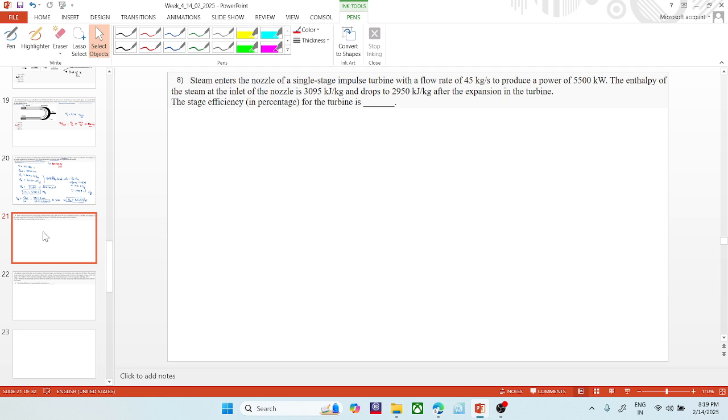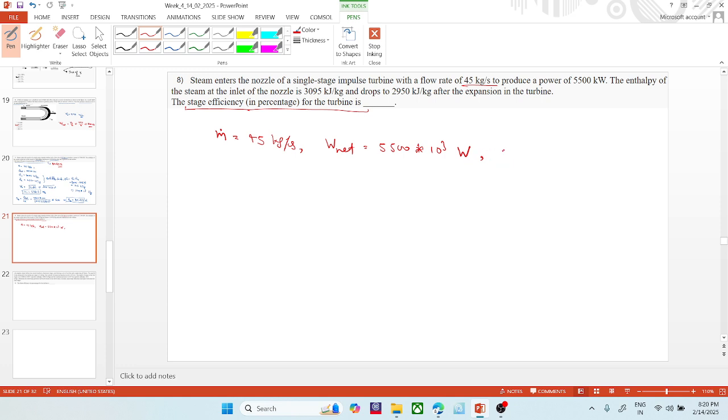The eighth one. They have asked for the stage efficiency. Okay, so here they are saying the same thing. The mass flow rate m dot is equal to 45 kg per second, producing a power W net is equal to 5500 into 10 to the power 3 watts.